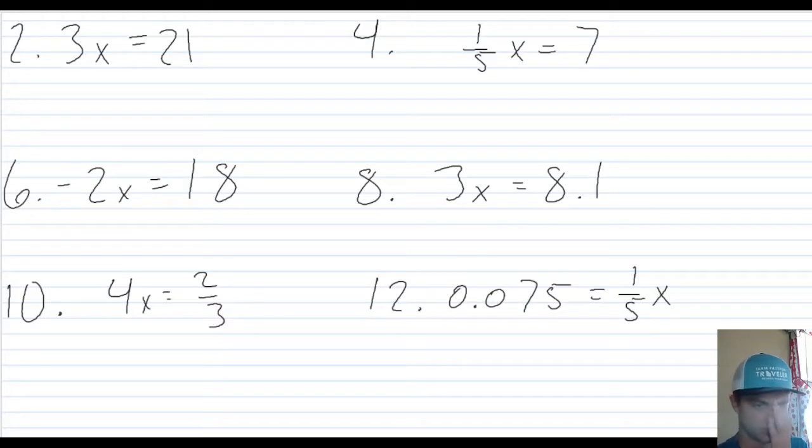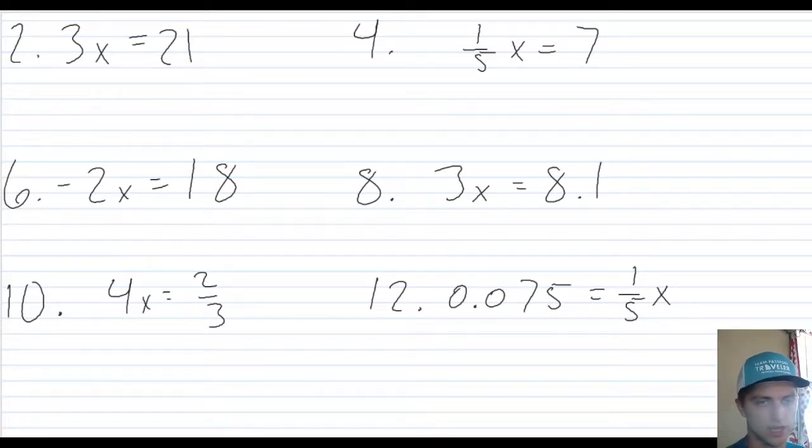Alright, starting with the top. 3x equals 21. Remember, I'm just walking you through the thought process for these things. Our goal is always to get the variable by itself. 3 times x equals 21, and we start by rewriting and resaying the problem. 3 times x equals 21.